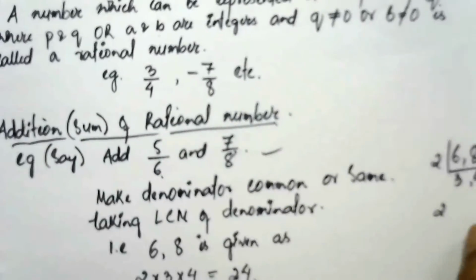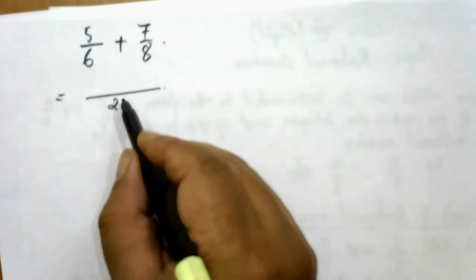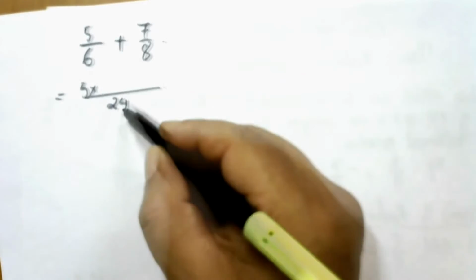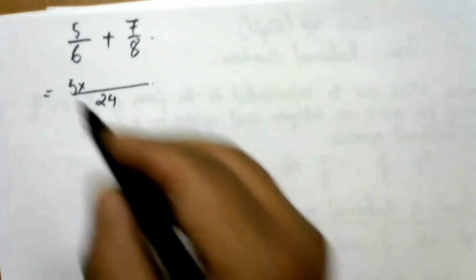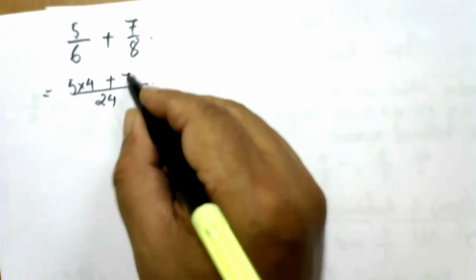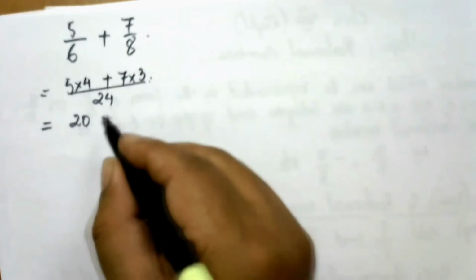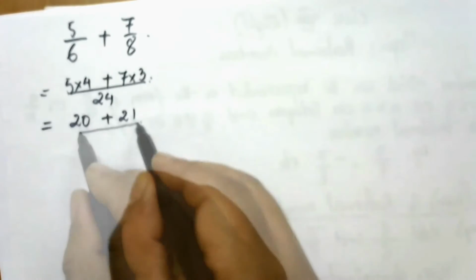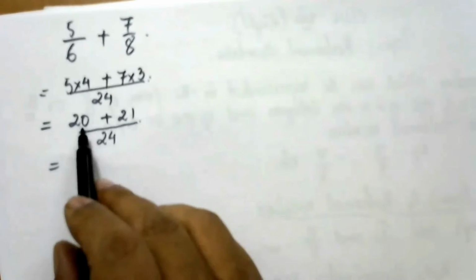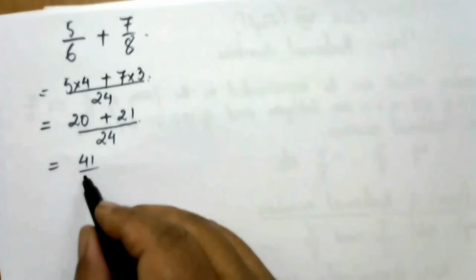So to solve this question, that is 5 by 6 plus 7 by 8, taking the LCM of these, we get 24. Since the numerator is 5, 6 times how much is 24? 6 4s are 24. So it will be 5 into 4, plus 7 into 3, since 8 3s are 24. 5 4s are 20, plus 7 3s are 21, divided by the denominator 24. If you sum these two, you get 41 by 24. So this will be the resulting answer.